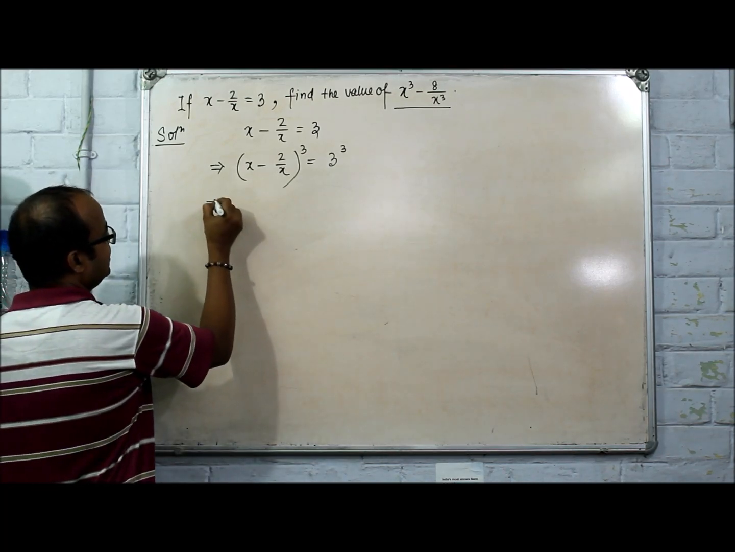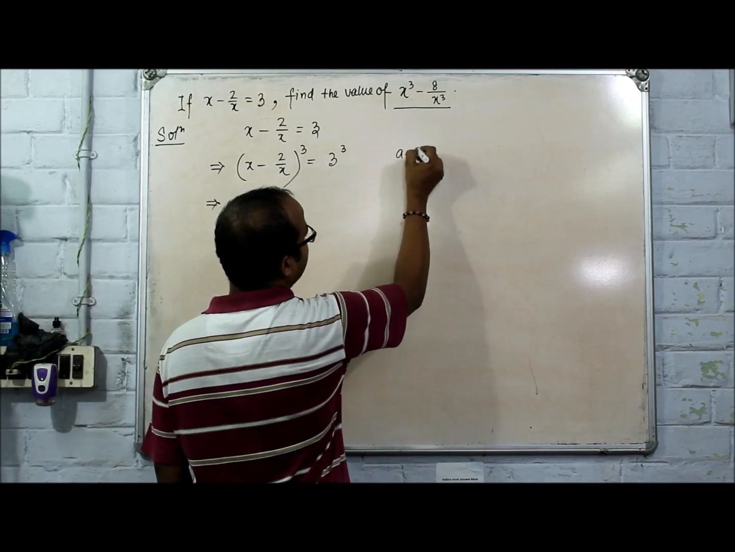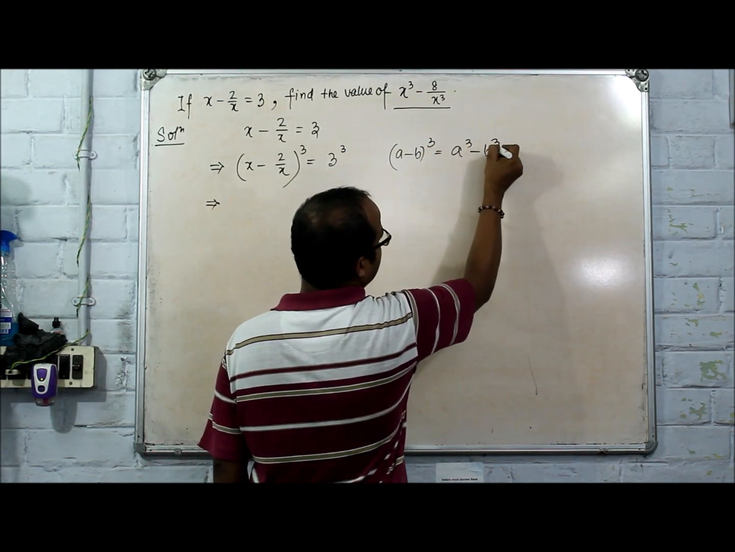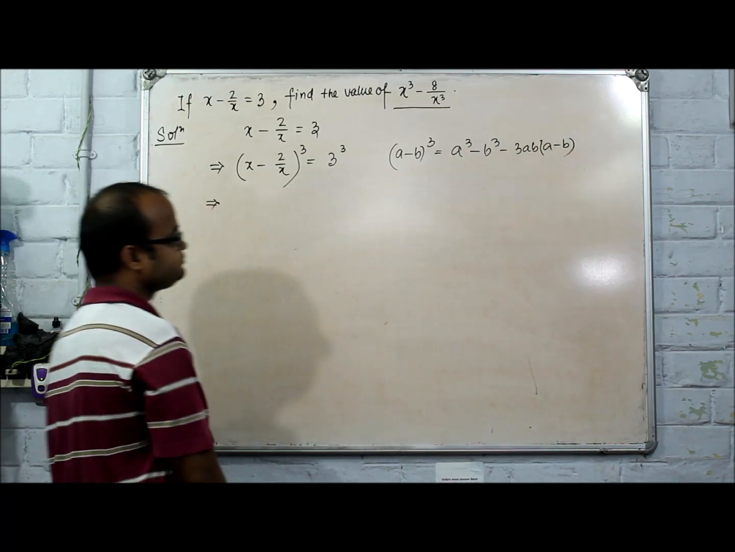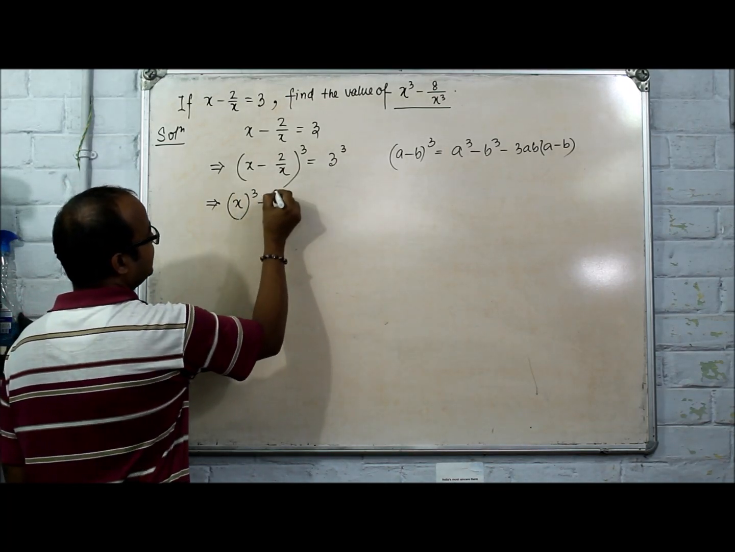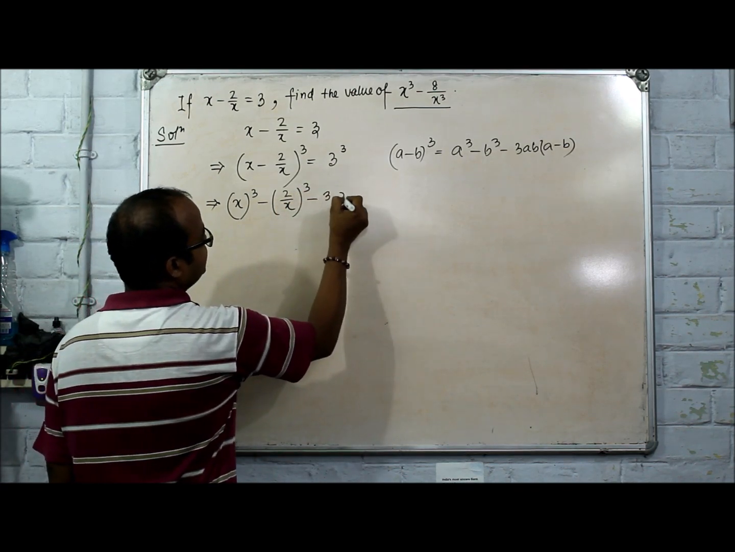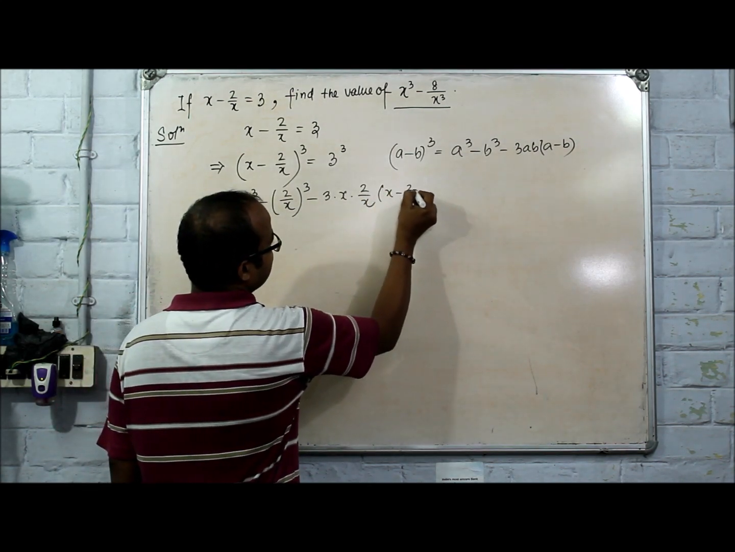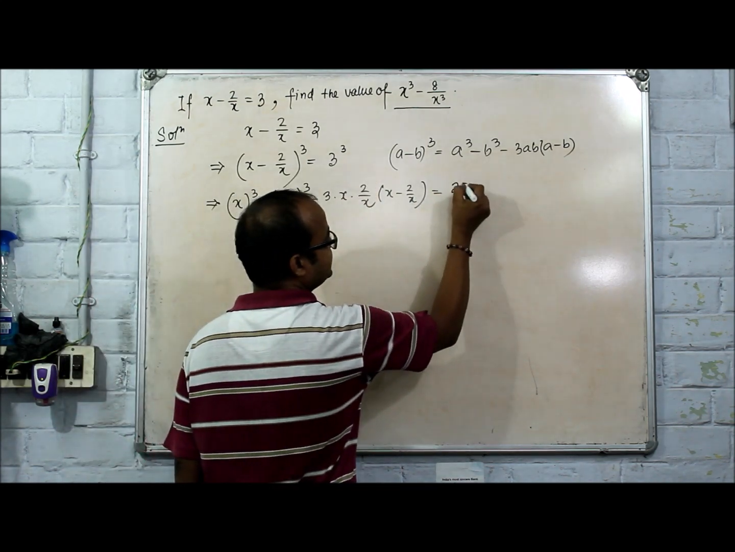Clear? So now apply the formula. Which formula are we going to apply? We are going to apply the formula of a minus b cube, that is equal to a cube minus b cube minus 3ab into a minus b. So if you apply this formula, then we get x cube minus 2 by x cube minus 3 into x into 2 by x into x minus 2 by x. It is equal to 3 3s are 9, 3 9s are 27.